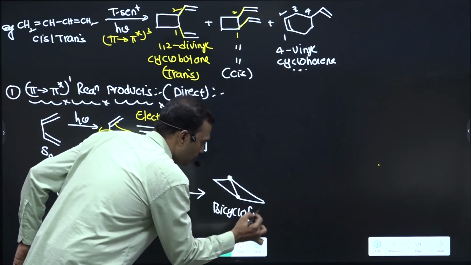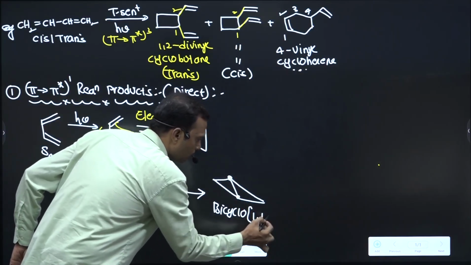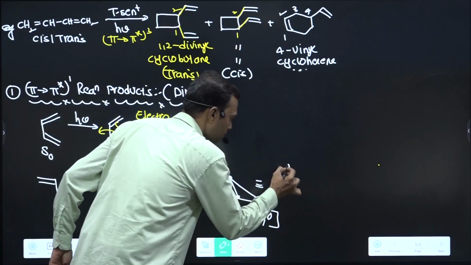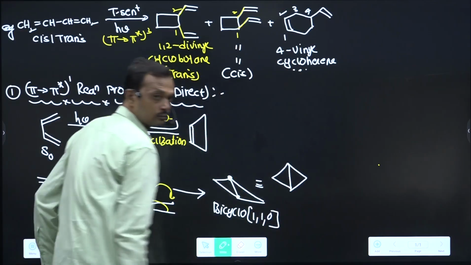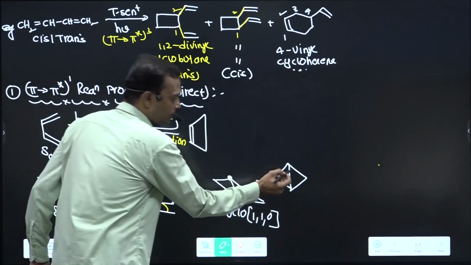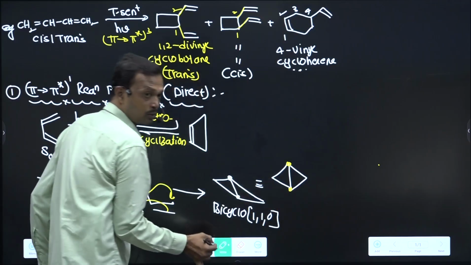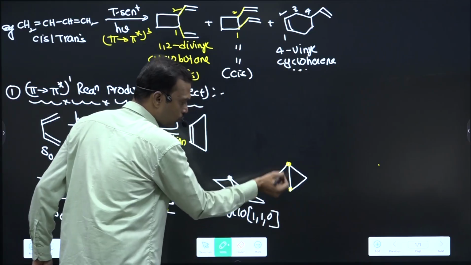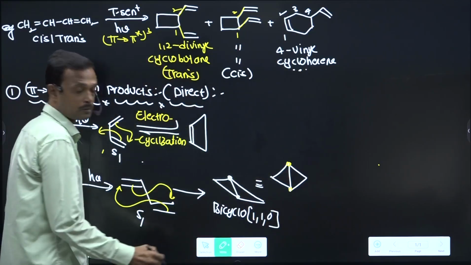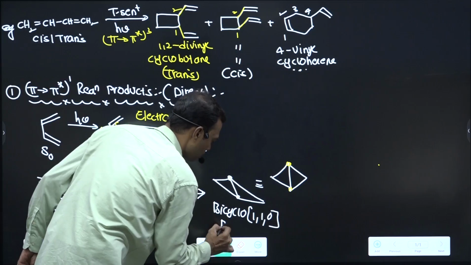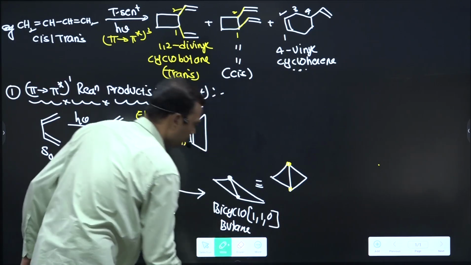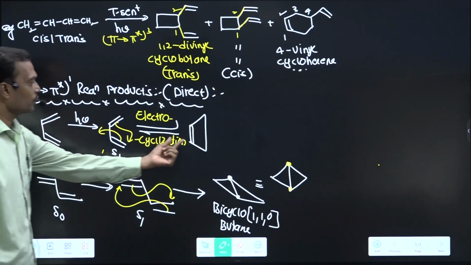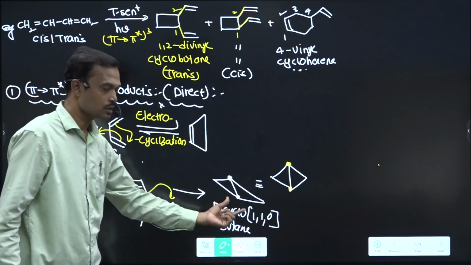Left side one carbon is there, 1; right side one carbon, 1; between these two no carbon, that is 0. So can I write this molecule like this? It is a bicyclic compound, left side one ring, right side one more ring. Total how many carbons are there? 4, 1 2 3 4. So I can say butane. That is the answer.